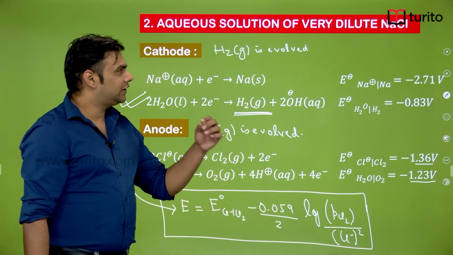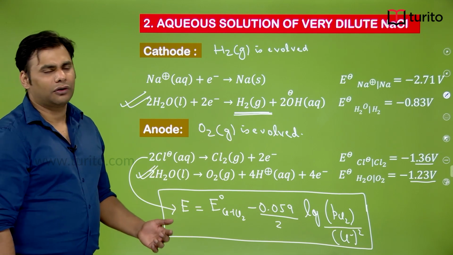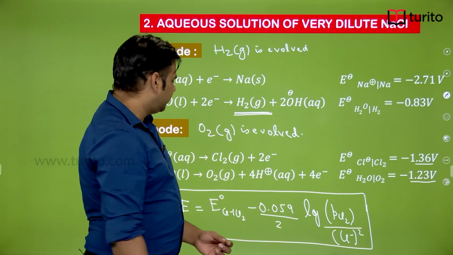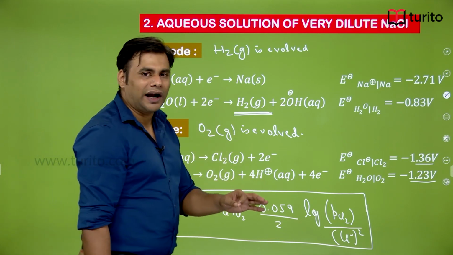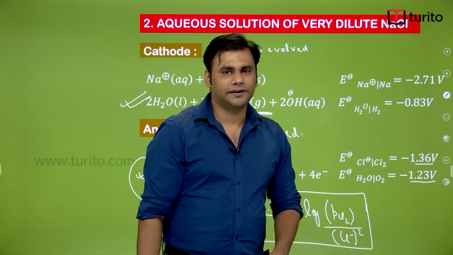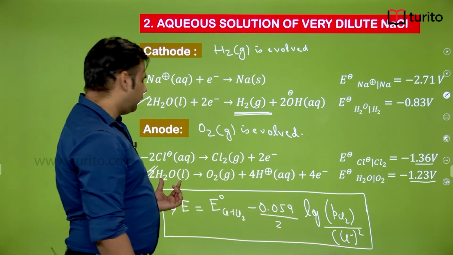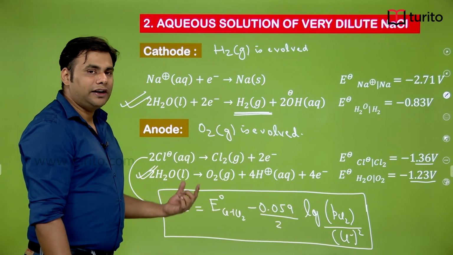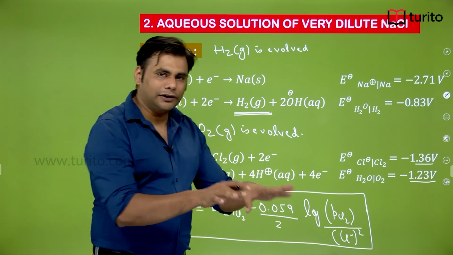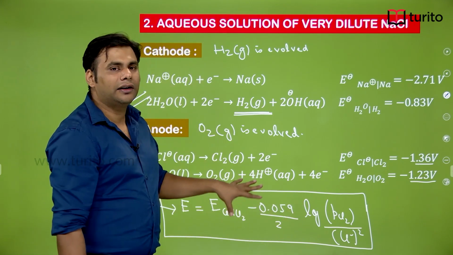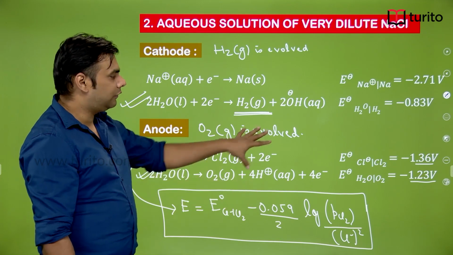There is one more concept that is often quoted in the books, which says that because we have taken a very dilute solution, the number of chloride ions in the solution would be very less as compared to the number of water molecules. So that is why water would be preferentially discharged as compared to Cl-. That is also correct, but this is a better, thermodynamic explanation of the concept.